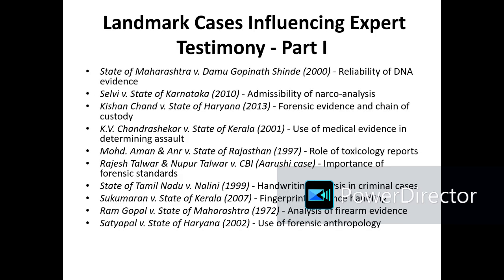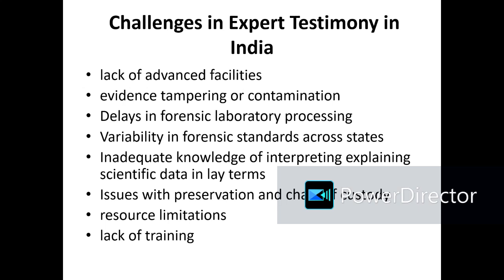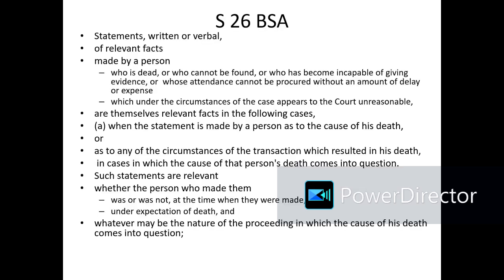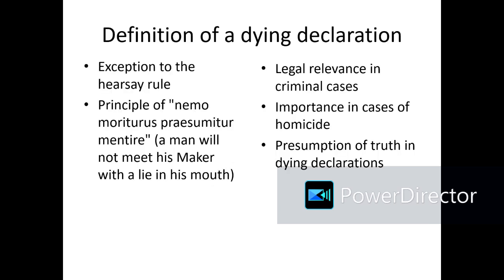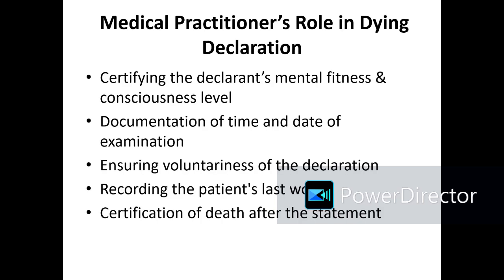Kishan Chand versus State of Haryana, forensic evidence in the chain of custody. When, say, there is a knife that was found at the scene of offense, that knife has to be properly packed, and that is a piece of evidence that has to follow chain of custody. When there is any breakage with respect to the chain of custody, the admissibility of that evidence will go down. This was discussed in the Kishan Chand versus State of Haryana case.